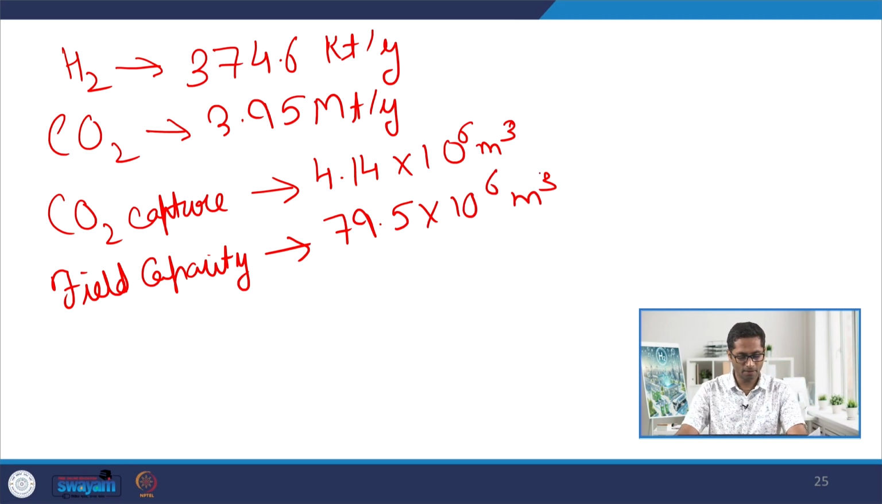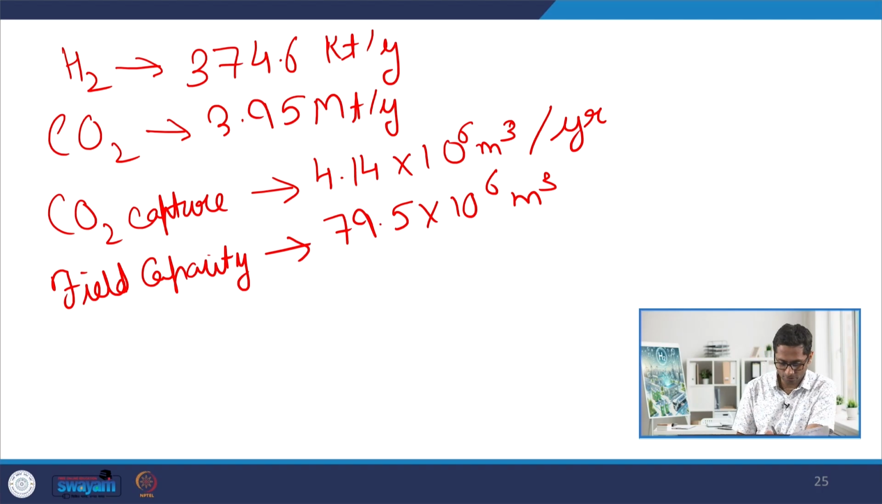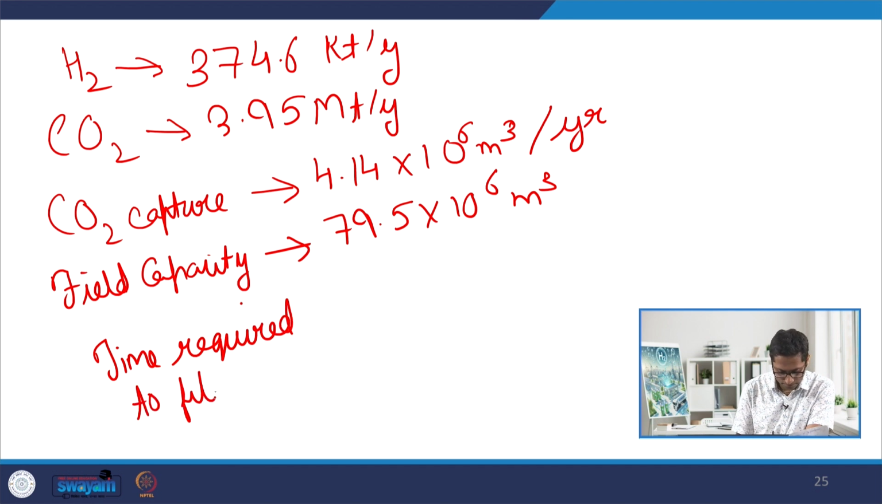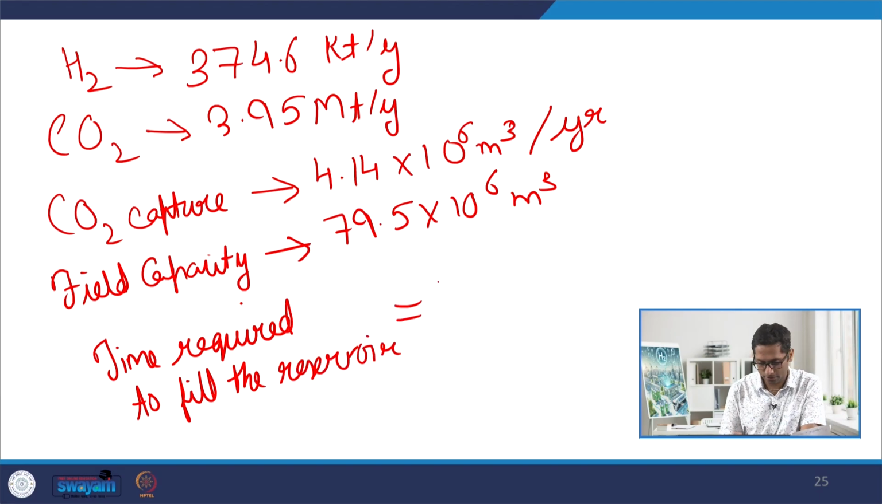If I divide this field capacity by the CO2 capture, and this CO2 capture rate is a yearly value, so this is the amount of CO2 that I would want to capture every year, whereas the field capacity is something that is static. The time that will be required to fill the reservoir would roughly be of the order of 19.2 years.